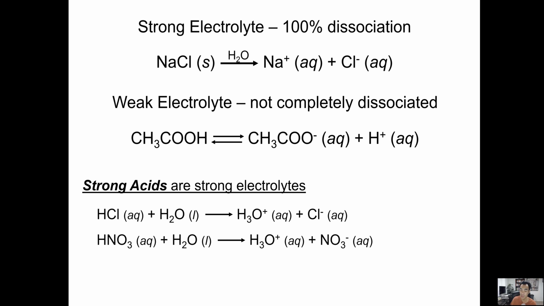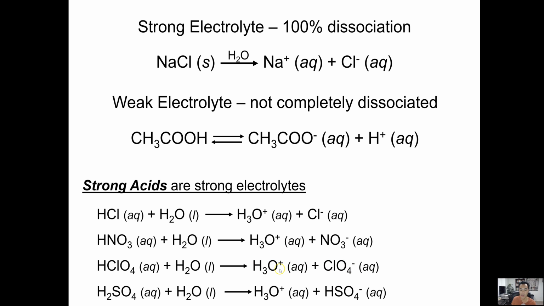Here's another example, nitric acid. Nitric acid, when put in with water, produces your hydronium and also your nitrate ions. That's another great example of one that goes 100%. The other ones are the hydrochloric and perchloric acids, which also form chlorate ions. And here's your classic sulfuric acid, which is diprotic.